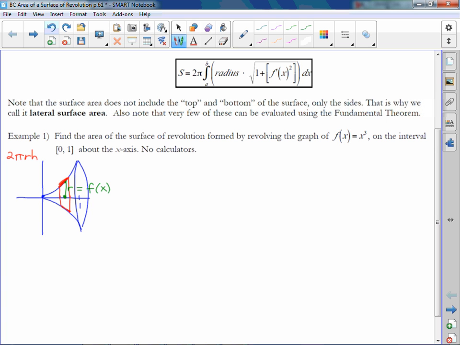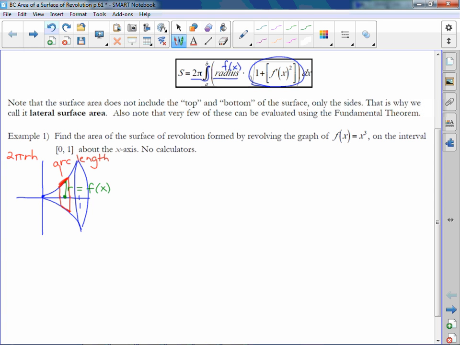And then the height of the cylinder is this part of it right here. Well, if we get smaller and smaller intervals, then what we're looking at is an integral, and this is the arc length. And that's how we get 2 pi times the integral from a to b of the radius, which is your function, times the arc length.